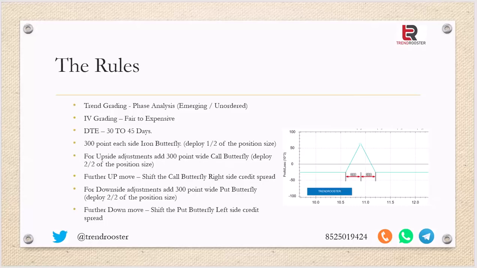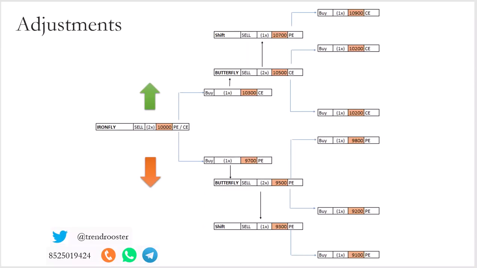So let's move on and see the adjustments in detail, in a decision tree, right? That's what I showed in the diagram. We start with iron butterflies. It's a 2x, which means a call and put have been sold in the current market, say for example 10,000. We bought 1x in the 10,300 call and 9,700 put option as well. So this is one butterfly, right? The butterfly is something like this.